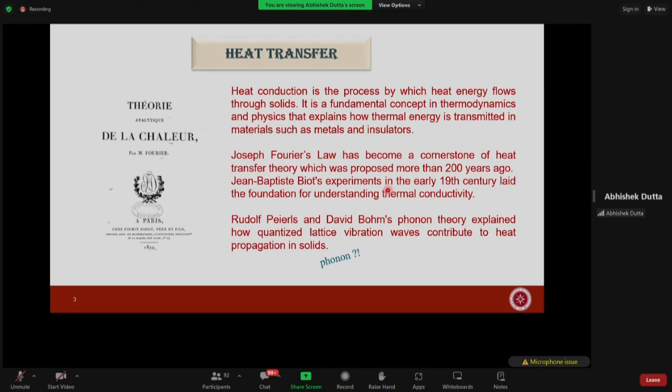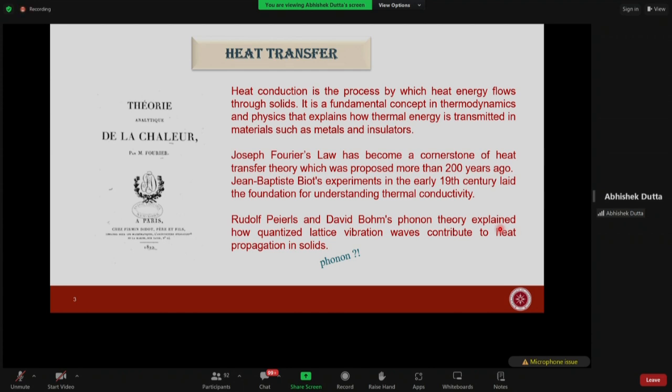Okay. So the basis of this heat transfer can also be attributed to Rudolf Peierls and David Bohm, who gave this phonon theory. I guess if you don't know, you can Google it later after my presentation. What is phonon theory? I think I may have one slide later I can show you also. It's a very interesting point.